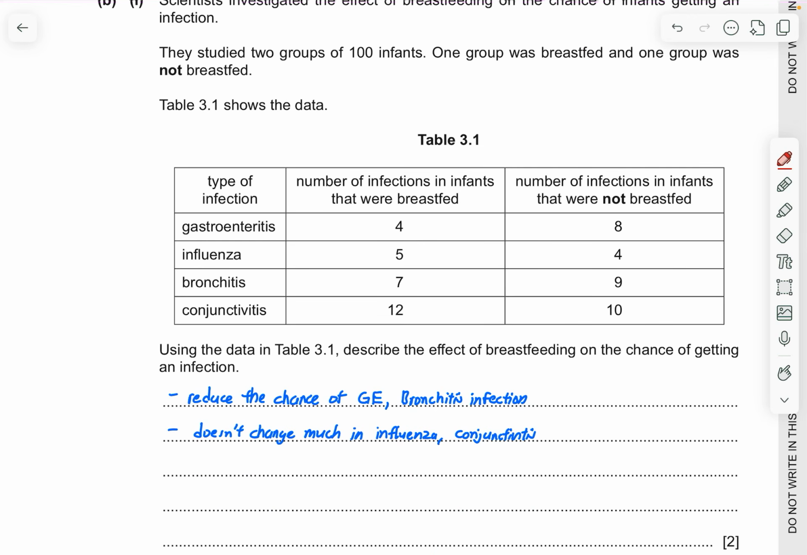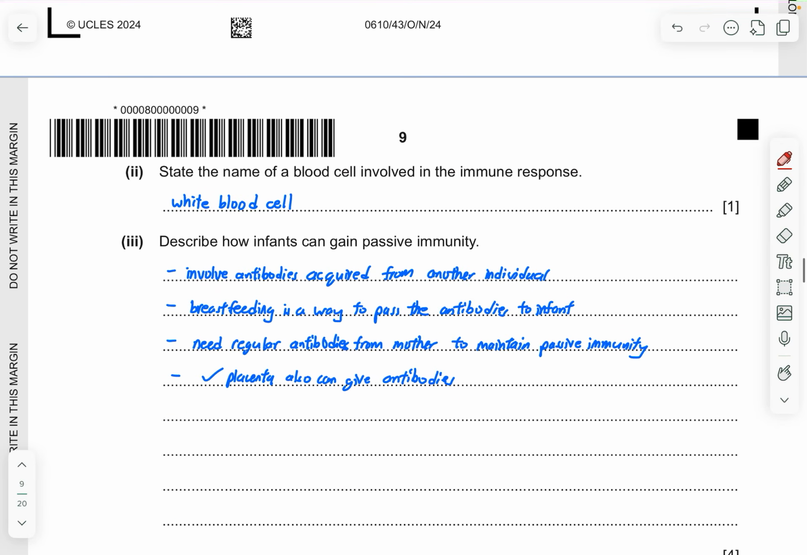So you can see that the number of infections that were seen, okay, the effect of breastfeeding is that there is reduced chances of gastroenteritis and also bronchitis infection. But you can see that it didn't change much for influenza and conjunctivitis. Although they are slightly higher, the changes aren't that drastic. It isn't too drastic at all. Okay. Part 2. State the name of the white blood cell that's involved in the immune response. If you state white blood cell, lymphocytes, phagocytes, it's acceptable. Okay.